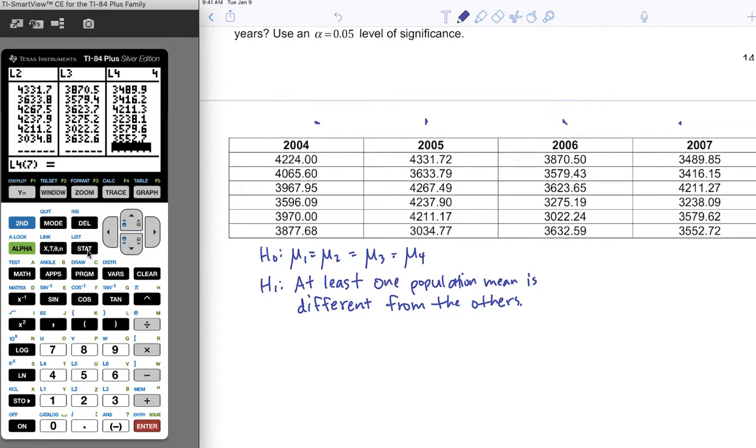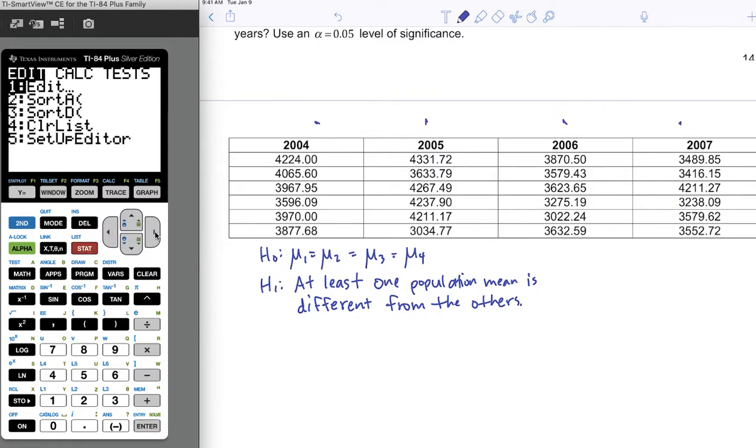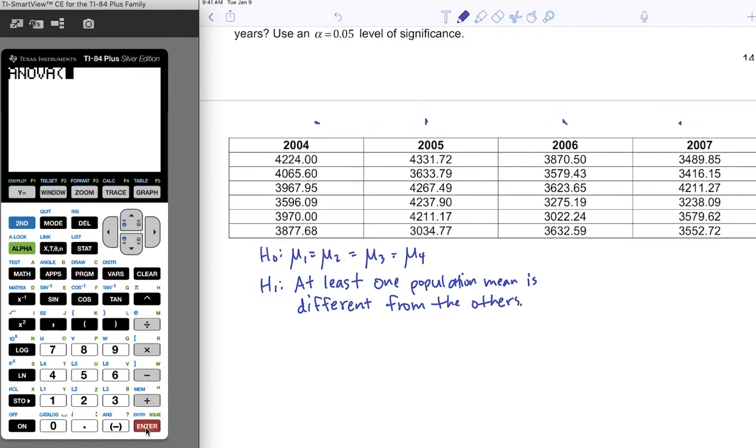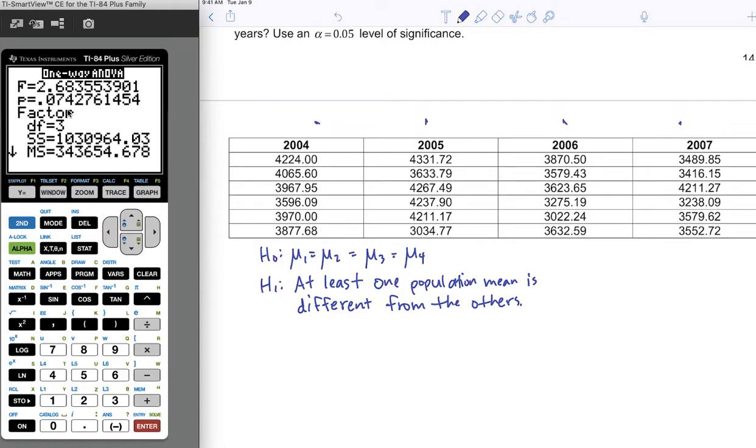ANOVA, which stands for Analysis of Variance, does use the variances to find this p-value. Okay, so let's go up. ANOVA. I want to reference all 4 lists. So second L1, comma, second L2, comma, second L3, comma, second L4. Okay, and we press enter. And there it is. We have our p-value. It's about 0.074. So let's go ahead and write that down in the notes.